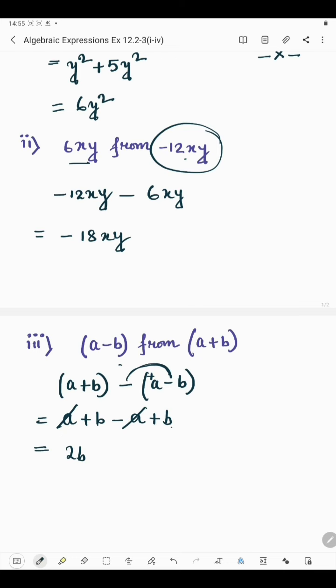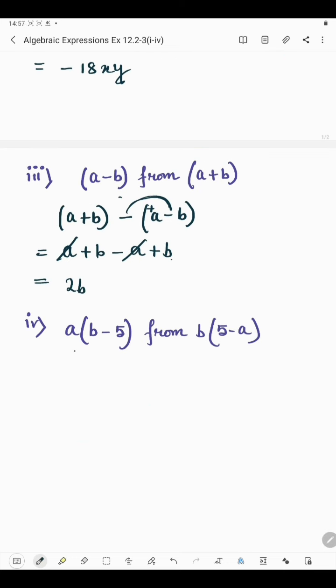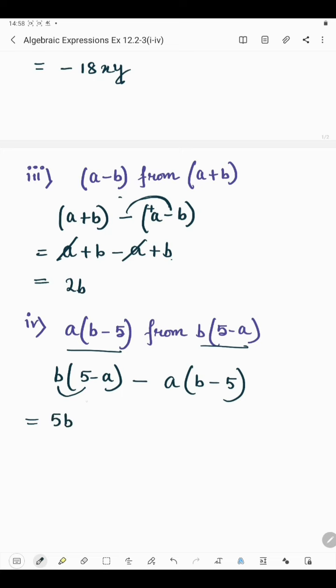Now coming to the fourth part. In the fourth part we have a into b minus 5 from b into 5 minus a. So from this expression, b into 5 minus a, we have to subtract the first expression, which is a into b minus 5. Now we will have to simplify it. b into 5 is 5b, then we have minus sign. b into a is ab or ba. Now we have minus sign.